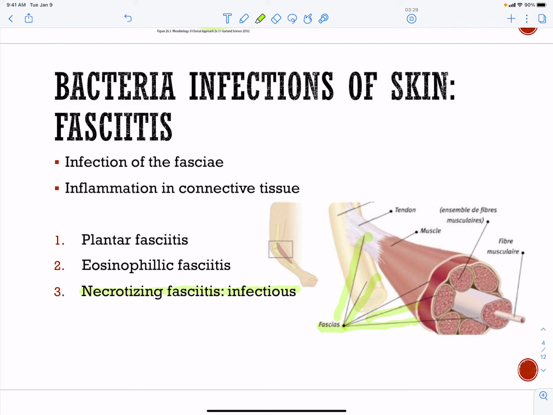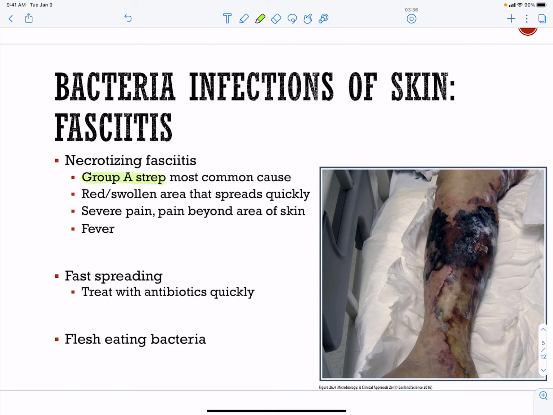Now, necrotizing fasciitis is caused by our Strep pyogenes, our group A strep, and it begins as just a simple red swollen area, but it spreads rather quickly. This is associated with a fever, and it has to be treated very quickly. This is what we call a flesh-eating bacteria. And you can see here that it has a very invasive infection.